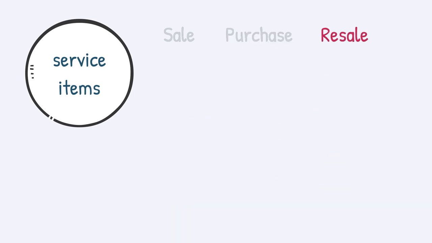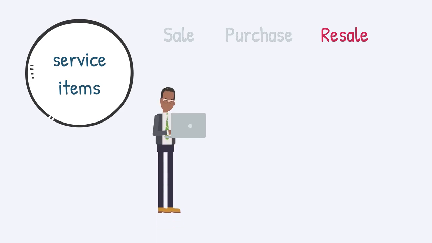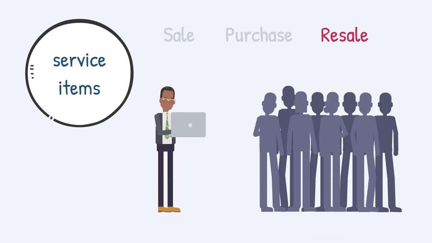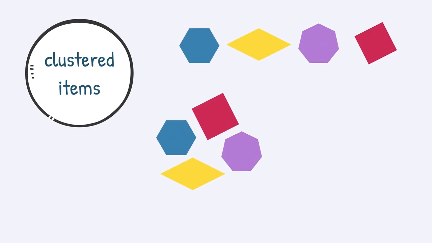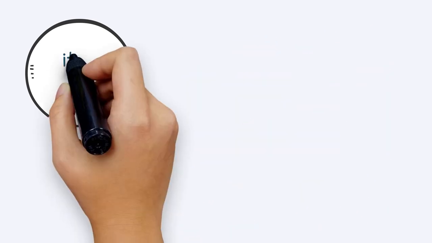A service for resale would be a service that you buy from an outside source and then sell to your customers. Sometimes you may need to stock and sell items in specific combinations. These types of items are called clustered items, and the following 3 item types are the cluster combinations that NetSuite provides. First, there are item groups.